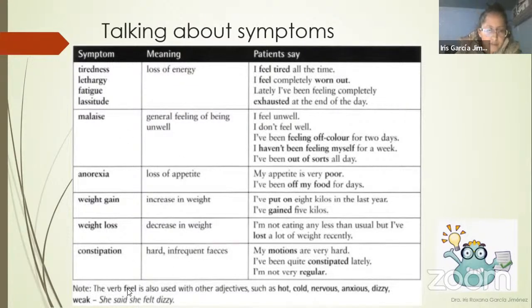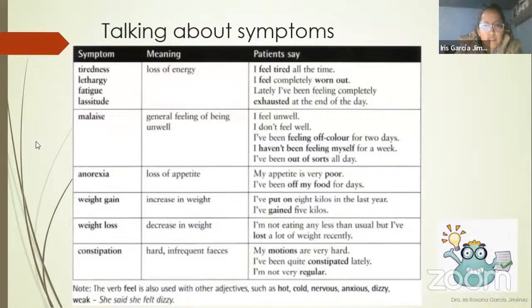We have to consider that the verb feel is also used with other adjectives such as hot, cold, nervous, anxious, dizzy, weak. She said she felt dizzy. That's just as an example. You can see this expression, she felt, she said, is not a very elegant, very polite way of writing down. Maybe in an oral, verbal report, but not in writing because of the legal implications it could have, okay?